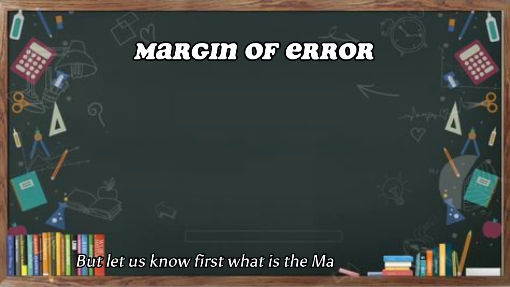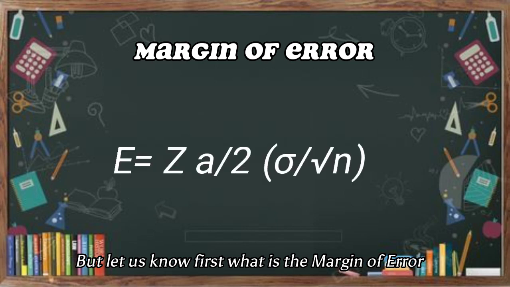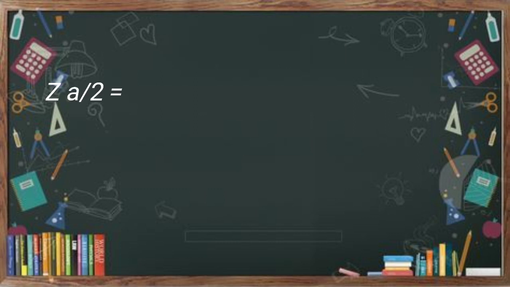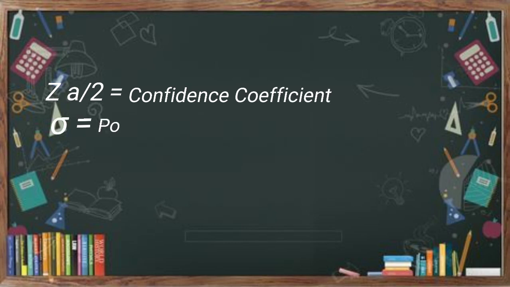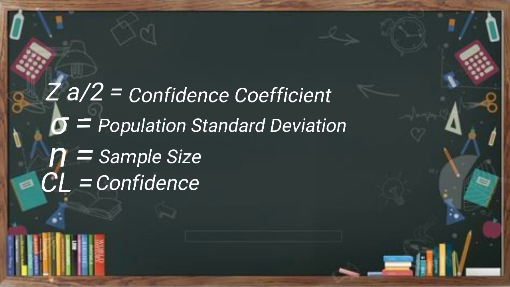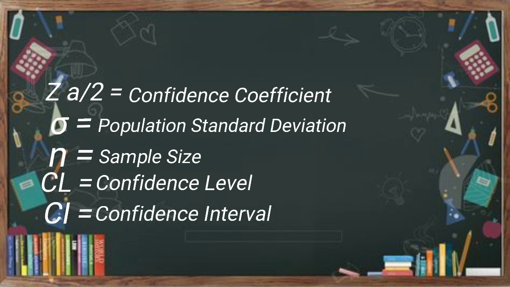But let us first know what the margin of error is. Margin of error E is equal to z alpha sub half times population standard deviation over square root of n. Z alpha half is the confidence coefficient, and this symbol is the population standard deviation. N stands for sample size, CL is the confidence level, CI is the confidence interval, and E is the margin of error.